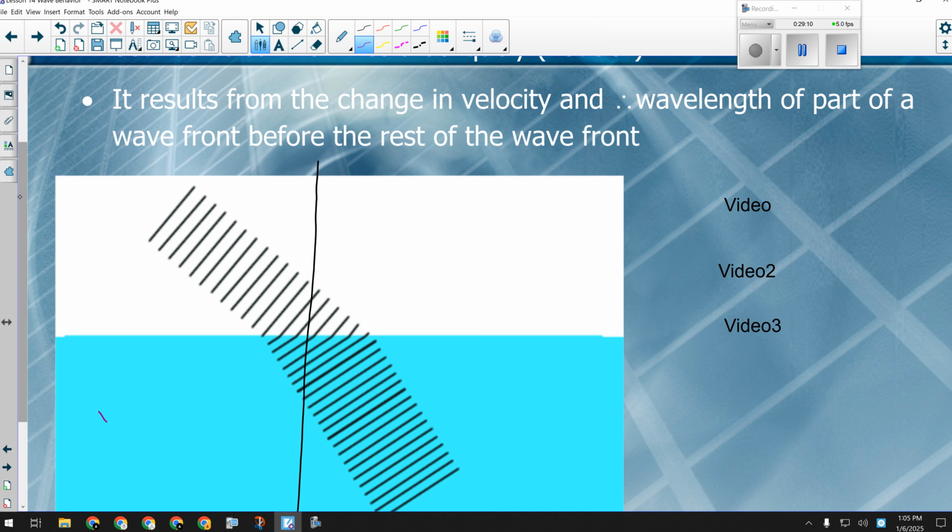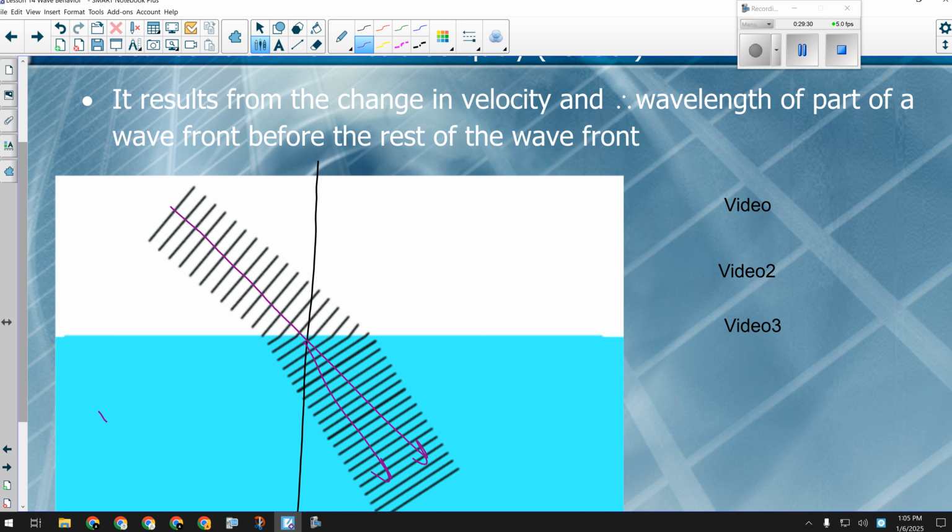When these waves come in, they're going like this, but the waves in the new medium are going this direction. They bend towards the normal. That's going to be important in Physics 30. It's not important here. But they bend towards the normal.